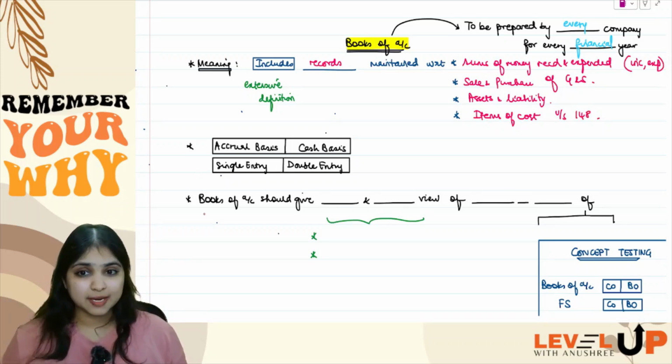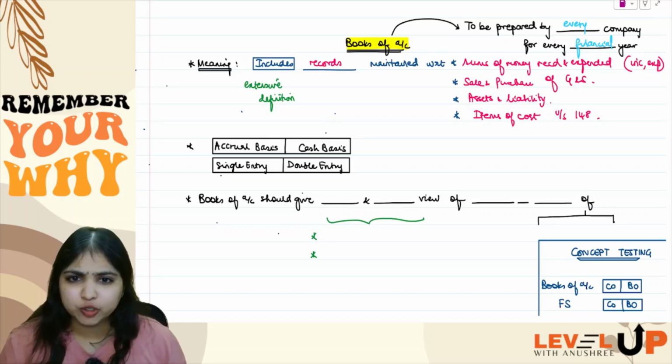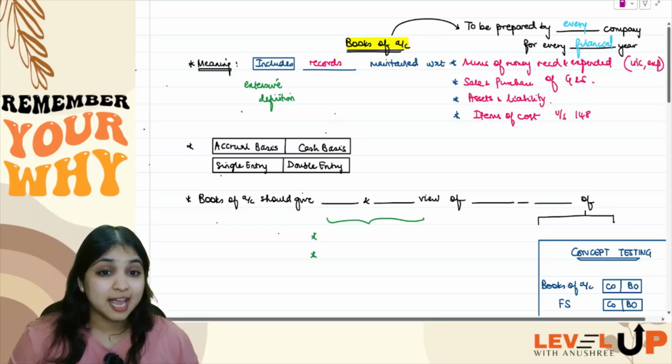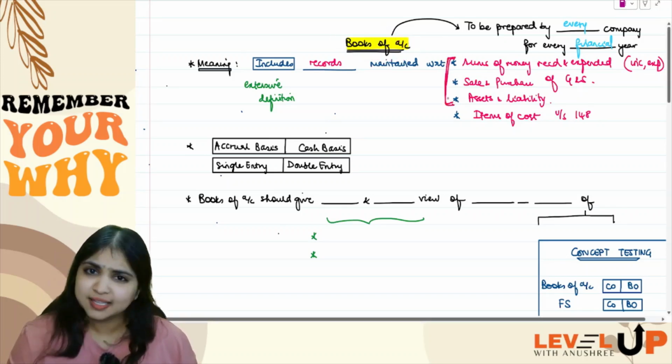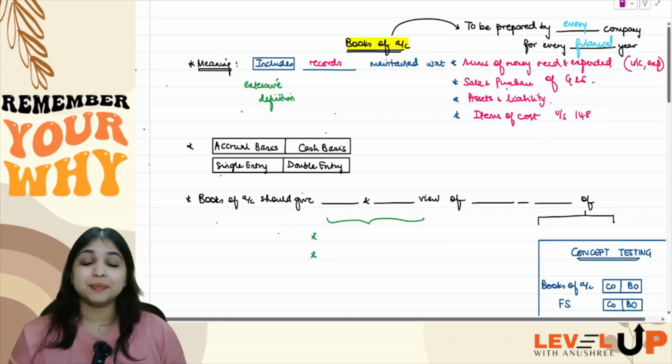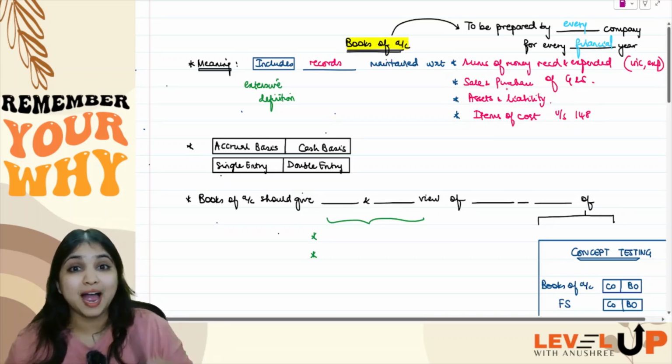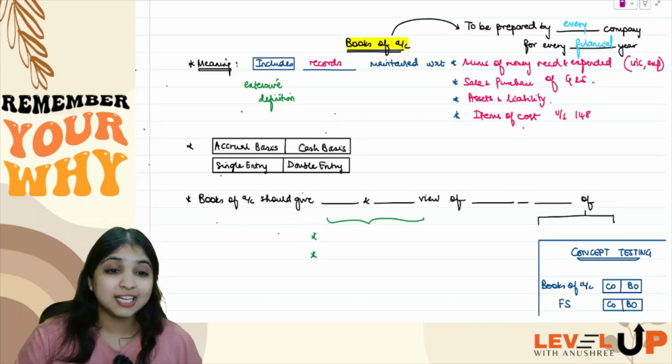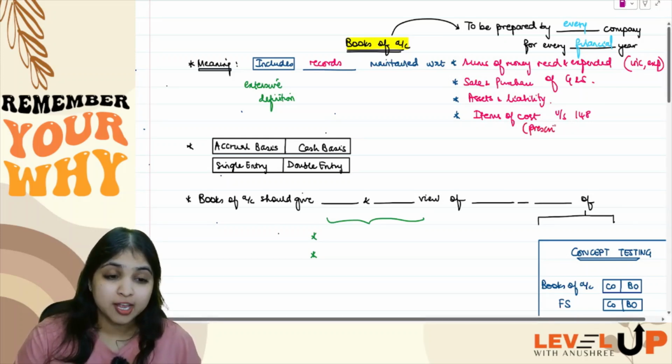But you answer my question. Does every company have to prepare books of accounts? Yes. Does every company have to prepare these three things? Yes. But does every company in the books of accounts have to prepare items of cost? No. So items of cost is only for the prescribed classes of company.